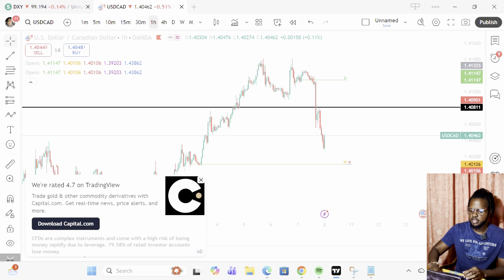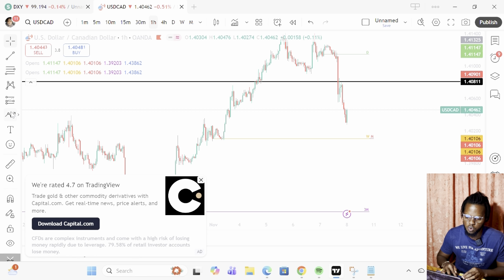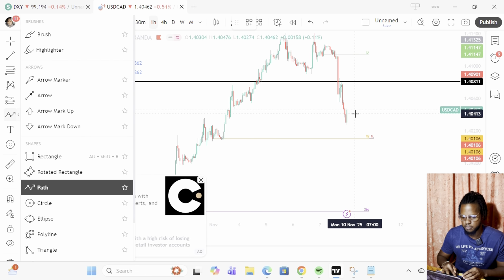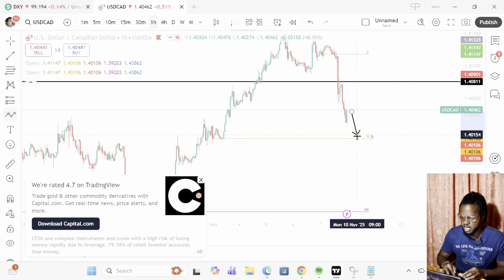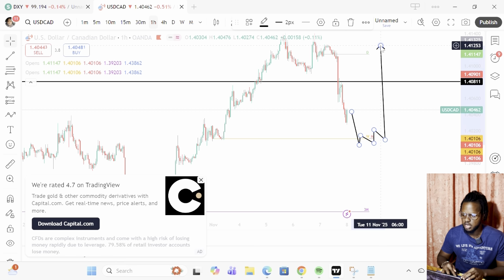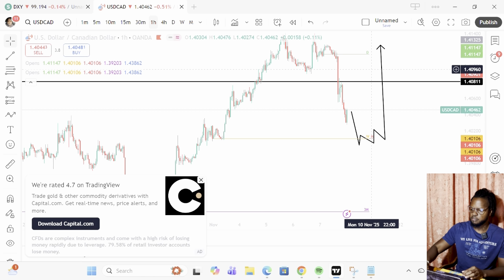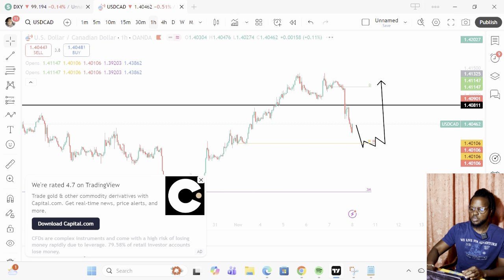Maybe what I'd like to see is one more drop. For me to be really interested in this, I need to see us take out some of these lows, not all of them, at least some of them. And then once we start seeing something like this, I'll be looking for longs, and I'll be looking to set a new high because it's very bullish, obviously. So yeah, that's kind of my position on the dollar pairs.